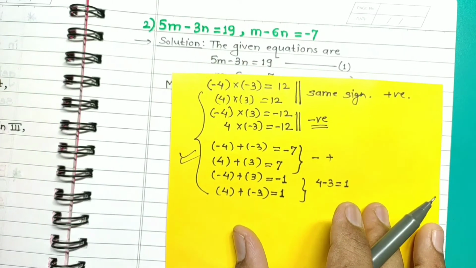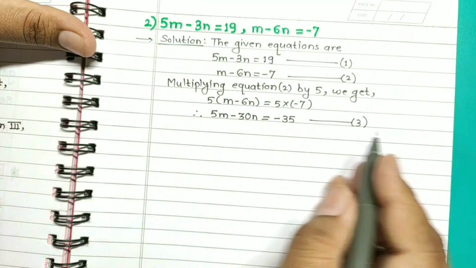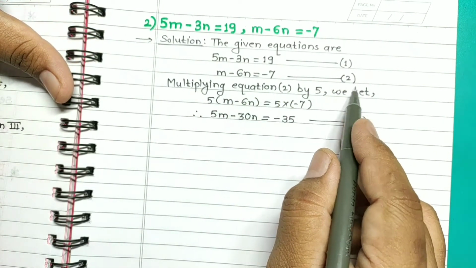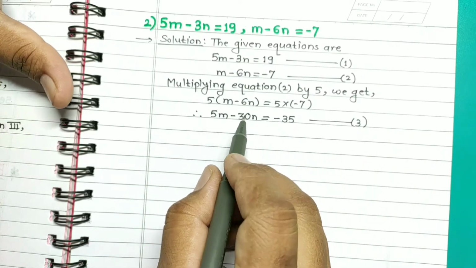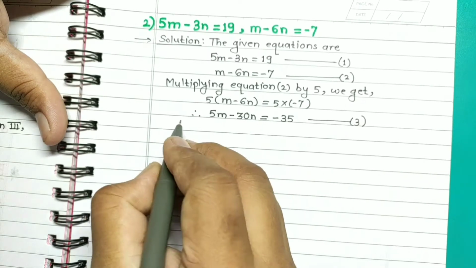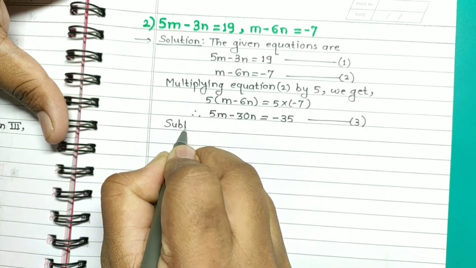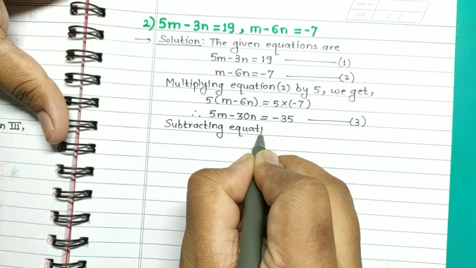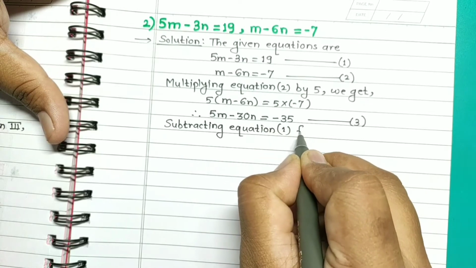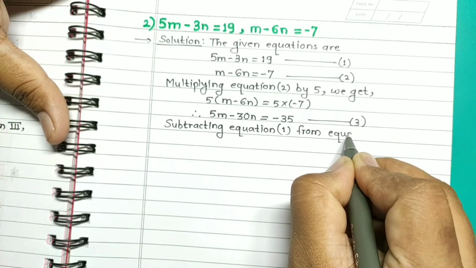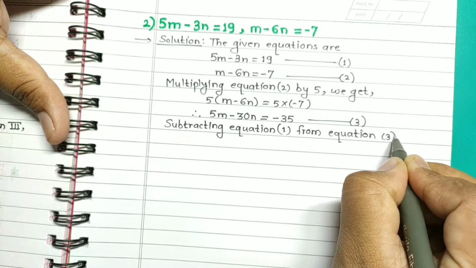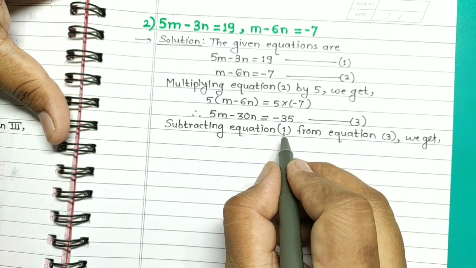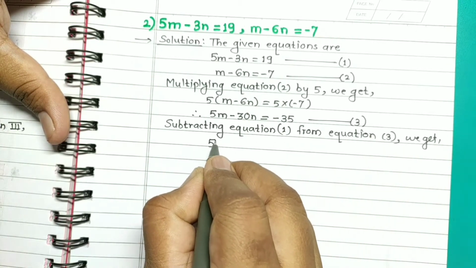Okay, now let's go to our solution. We have equation 1 and equation 3, which is the modified equation from equation 2. Now we are going to subtract equation 1 from equation 3. So subtracting equation 1 from equation 3, what we get? We have to subtract equation 1 from 3, so write equation 3 first.